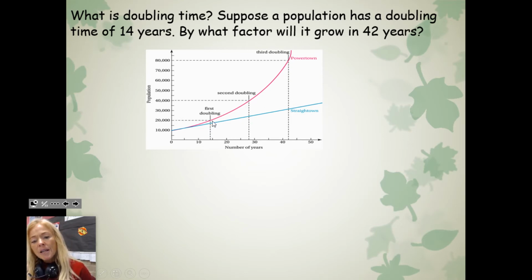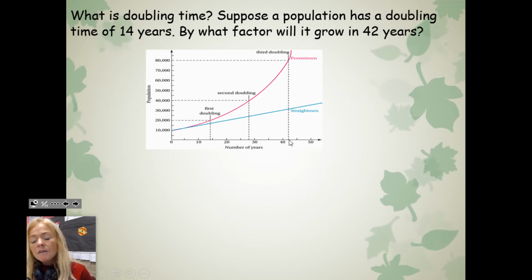But you'll notice that we went from 10,000 to 20,000, so our population doubled in 14 years. That's our first doubling. And if we go from there another 14 years to 28 years, our second doubling occurs. So that's 2 to the second power, or 40,000 is our population, because we would multiply, remember, our initial population, 10,000, by 2 to the second power.